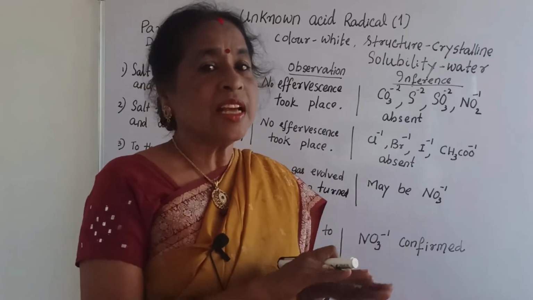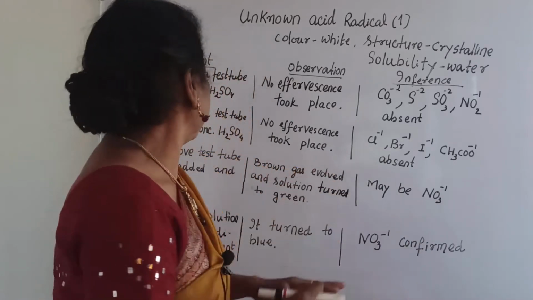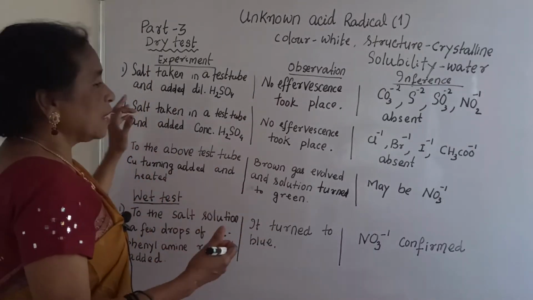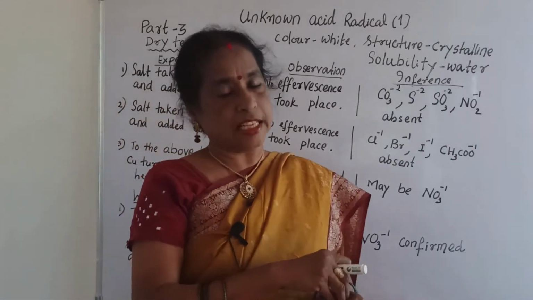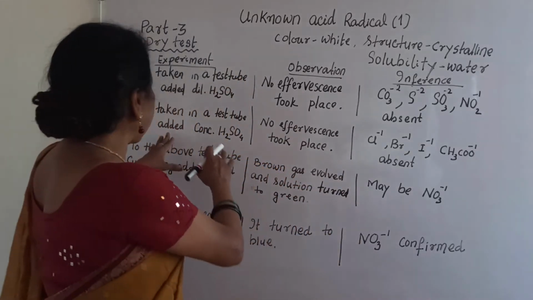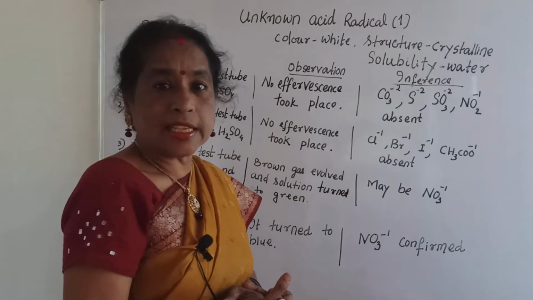That means here there is no positive test. Then you will go to the second level, second group. That means a few amount of salt is taken in a test tube and concentrated sulfuric acid is added. Then what happened?